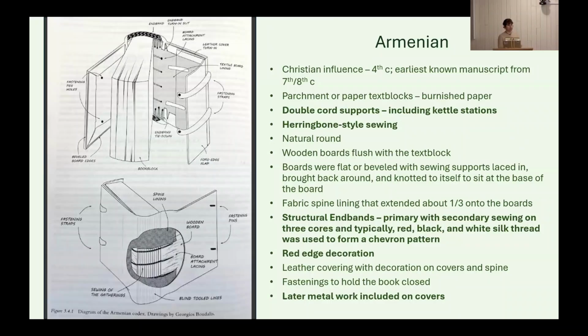So it's not just a thread, it's now that thick cord that it's attaching the book, the board to the text block. There's structural end bands, and again, just to note that Chinese connection, they tend to be using silk thread, and so that's another resource coming westward. So these binding styles are being influenced by the resources available. Edge decoration is possible, as well as decoration on the leather covers. And then later on in the centuries, you're beginning to see metalwork, which gives it sort of a nice aesthetic touch.